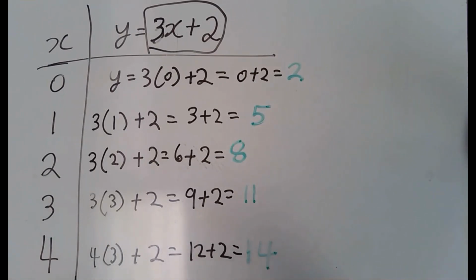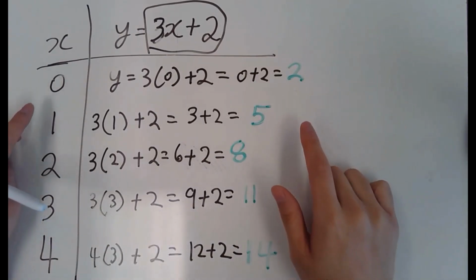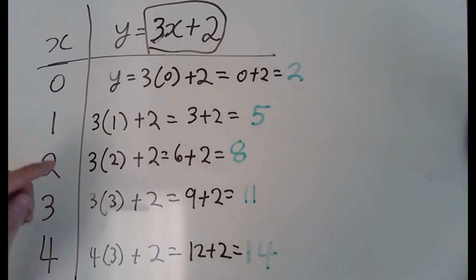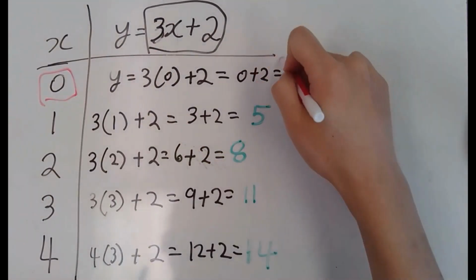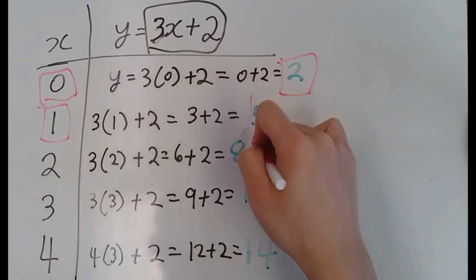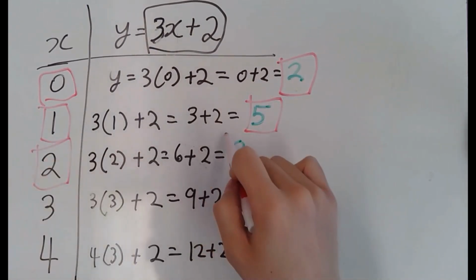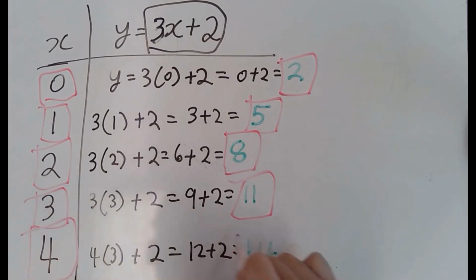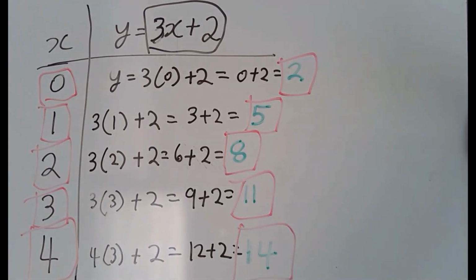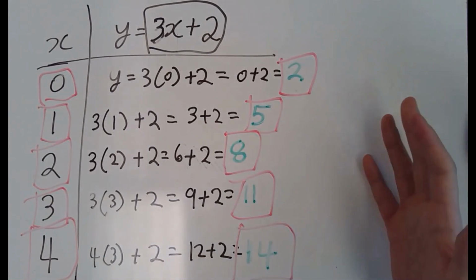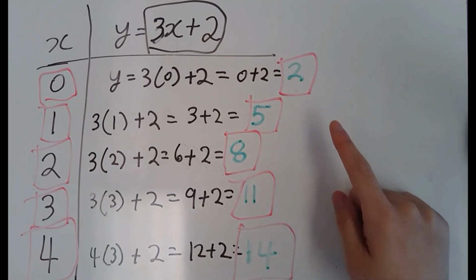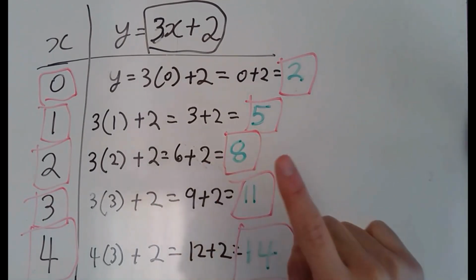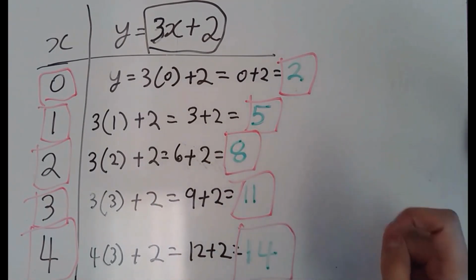So from here, let's look at what happened. When x was equal to 0, y was equal to 2. When x was equal to 1, y was equal to 5. When x was equal to 2, y was equal to 8, then 3 and 11, 4 and then 14. Now, if you can, I would like you to pause the video here and think about any pattern that you notice and anything interesting.